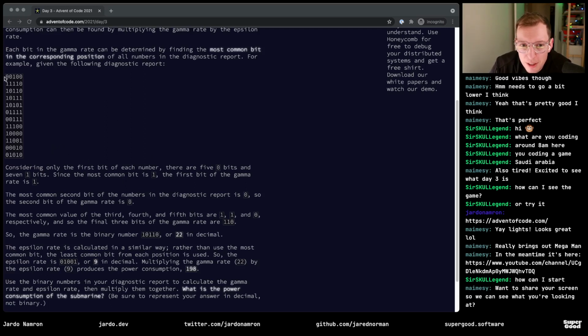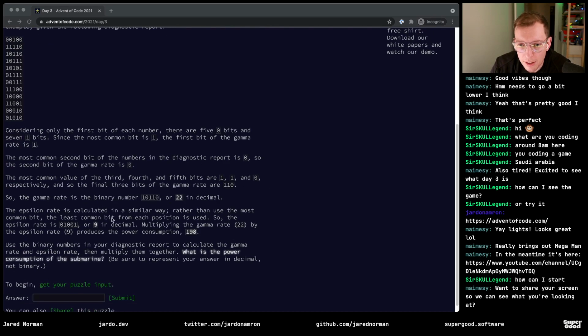Considering only the first bit of each number, so this is the first bit, I think. Yeah. Most common bit is 1. Most common bit of the numbers in the second bit is 0. Okay, yeah. Most common value in the third, fourth, fifth is 1, 1, 0. So the final... Oh, okay, I get it. So the gamma rate is the binary number 1, 0, 1, 1, 0, or 22 in decimal.